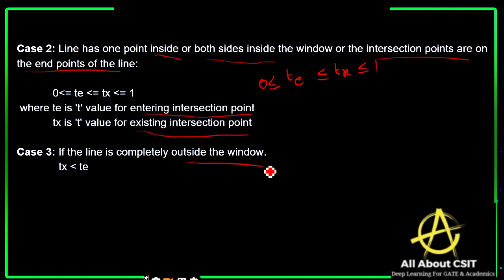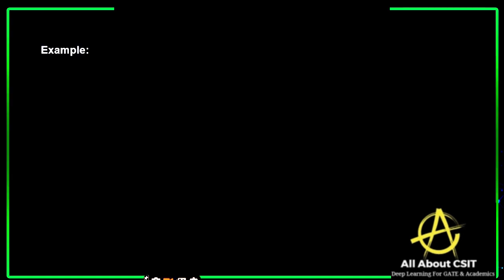Suppose the line is completely outside the window, then you can reject it. That is, tx is less than te.